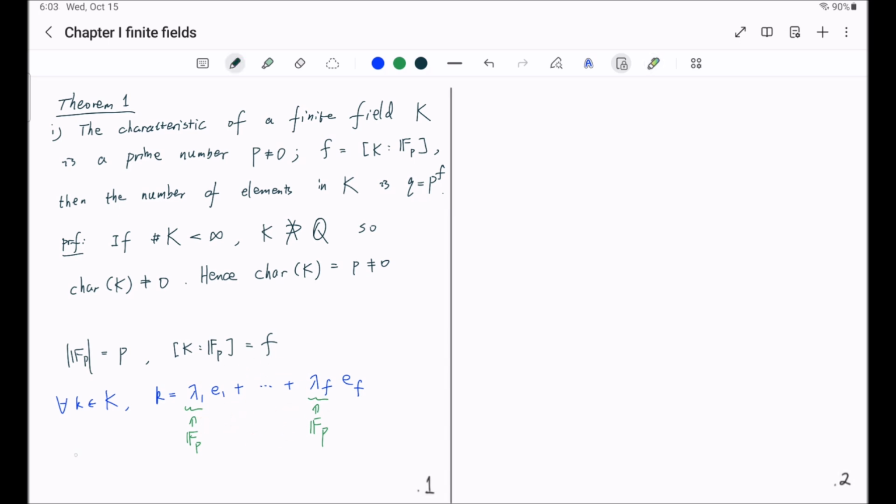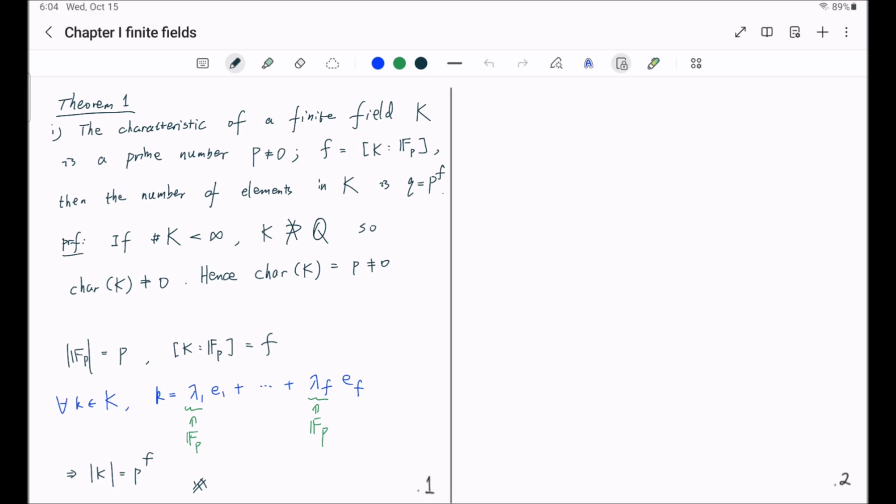So this implies that the cardinality of K must be equal to p to the f's power. And this finishes the first part of the theorem.